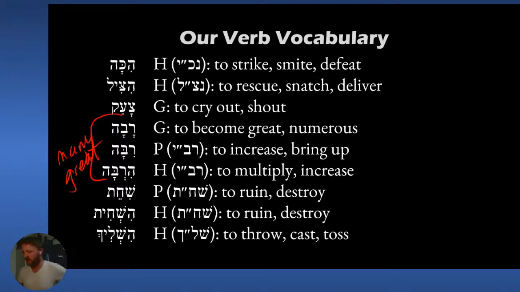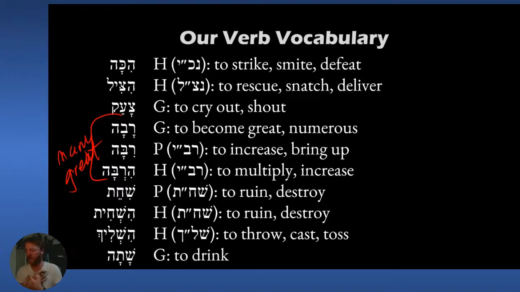Hishlich is to throw. It's not shalach in the Hiphil. It is hishlich. It means he threw. Hishlachti. I threw. I tossed. I cast. They threw Jonah off the boat. Hishlichu oto mehaonia.